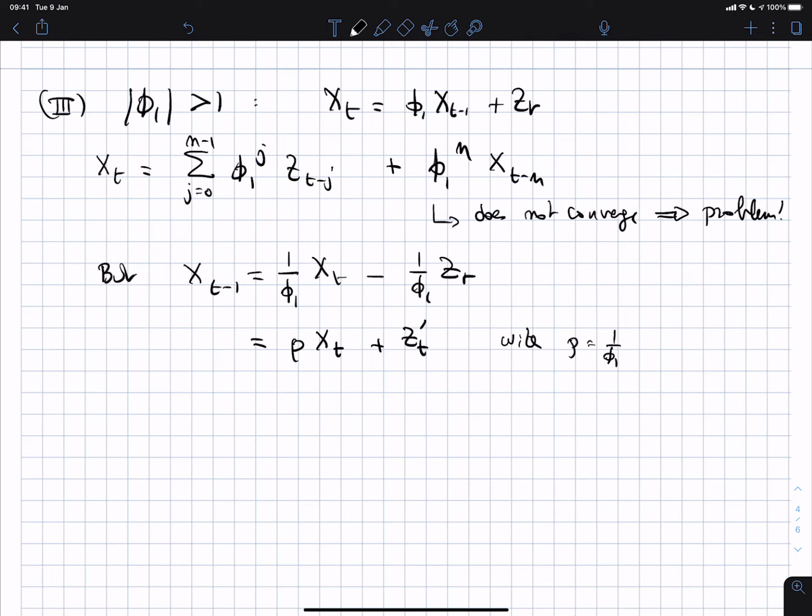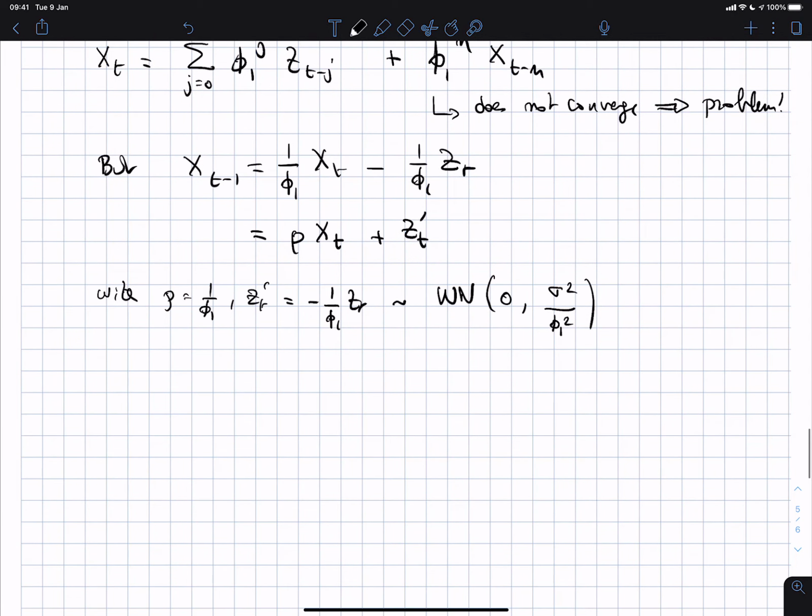No. And zt prime is a white noise sequence, zt prime, which is this guy, minus 1 over phi 1 zt, which is a white noise sequence. We have not changed anything in the structure of the sequence except its variance. So this would be the variance, sigma squared over phi 1 squared.